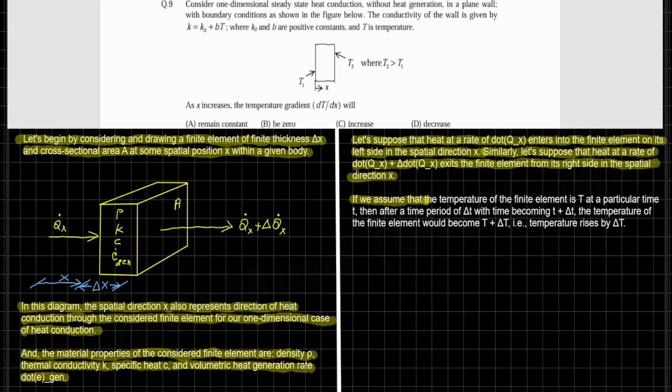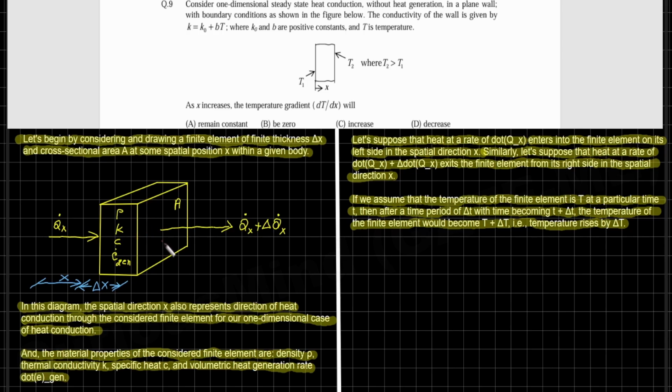If we assume that the temperature of the finite element is T at a particular time t, then after a time period of delta t, with time becoming t plus delta t, the temperature of the finite element would become T plus delta T, that is, temperature rises by delta T. In other words, after a finite time difference of delta t, the temperature of the finite element changes from T to T plus delta T, where delta T is the finite increase in the temperature of the finite element.